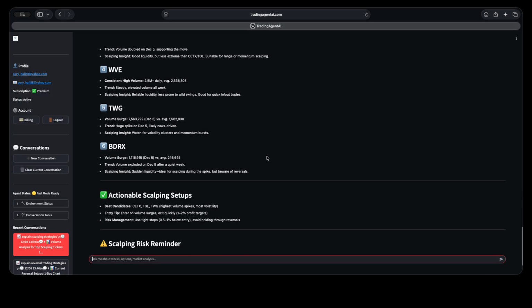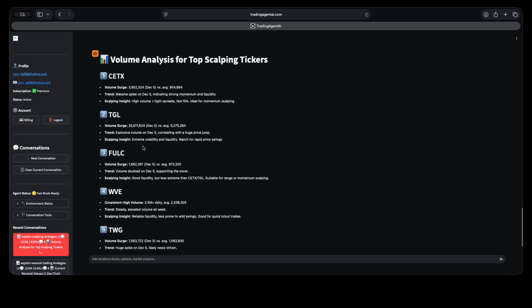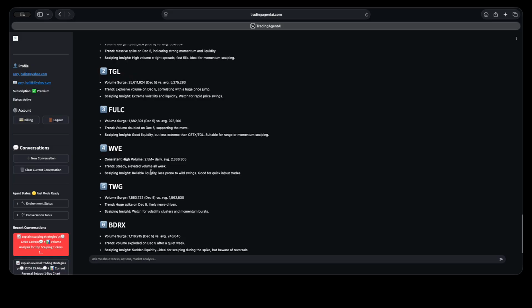So doing a quick volume analysis here on each one of these, we're going to see that all of these have a massive volume surge that are far above the average, and that's what makes them viable candidates for scalping. Because we have a massive volume surge, we have a sudden increase in liquidity, meaning that you're going to be able to get in and out of these. And that's an important piece. And now, whether these hold or not is to be seen.